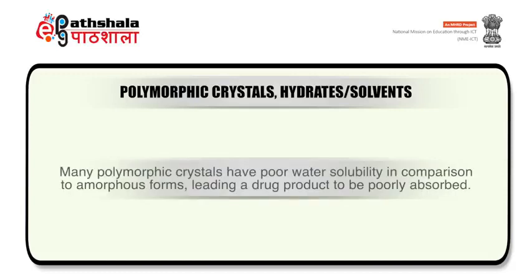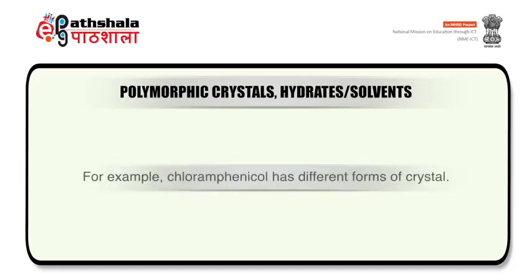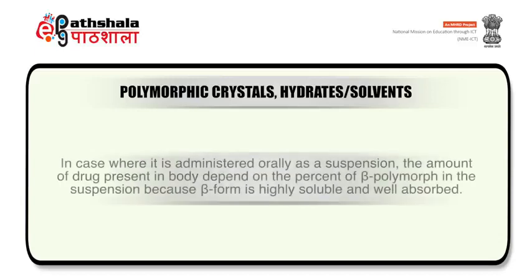Many polymorphic crystals have poor water solubility in comparison to the amorphous form, leading a drug product to be poorly absorbed. For example, chloramphenicol has different forms of crystal. In case where it is administered orally as a suspension, the amount of the drug present in the body depends on the percent of beta polymorph in suspension, because beta form is highly soluble and well absorbed.